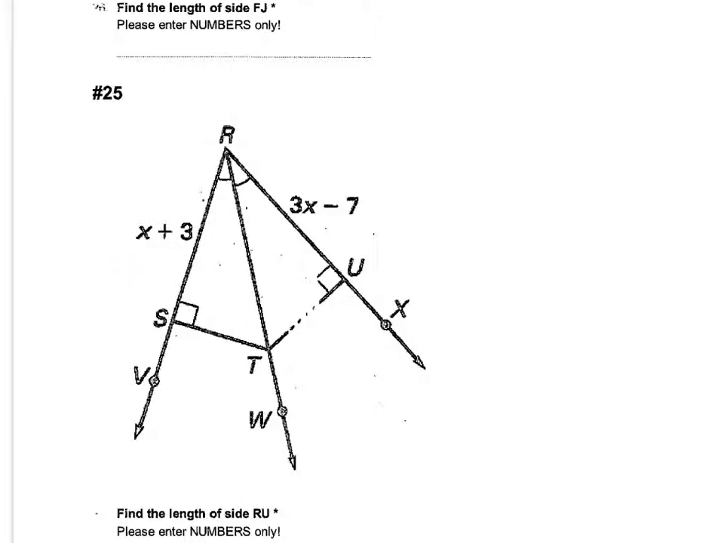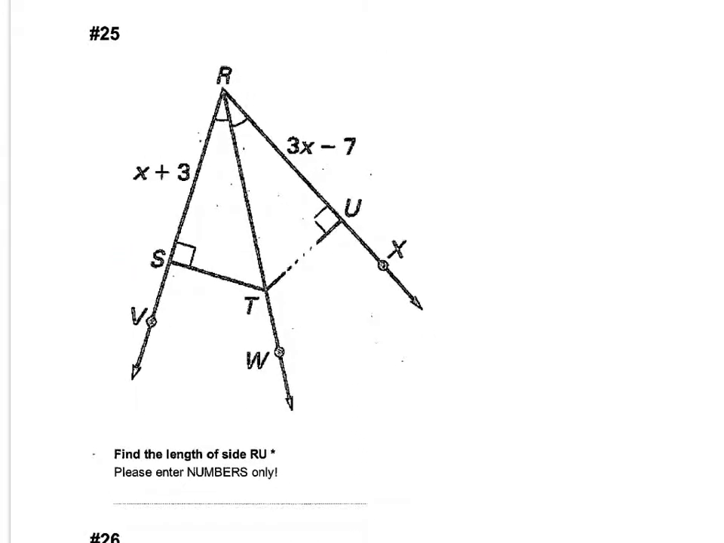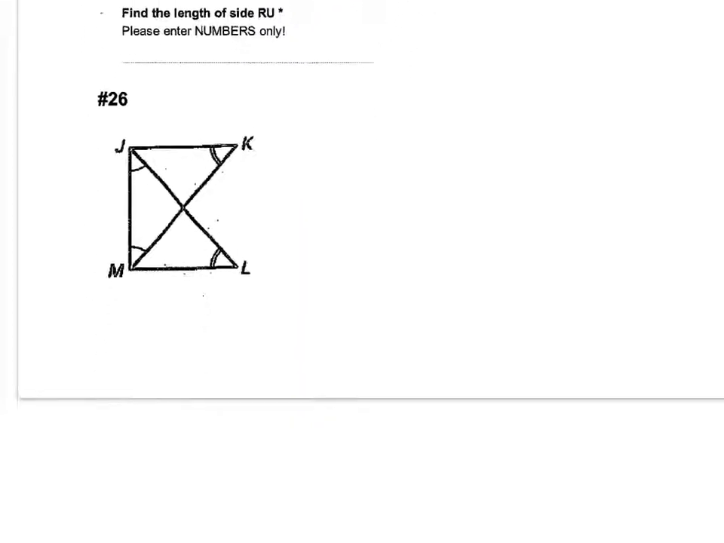But here's 25, and we want to know the length of RU, from here to here. If RU is 3x minus 7 and RS is x plus 3, these two triangles are congruent because of angle-side-angle, or angle-angle-side, I should say. So this is equal to that. Solve for x, plug it back in, and you will have your length for RU. Remember, just put in numbers when you do it on the Google Classroom on this sheet.